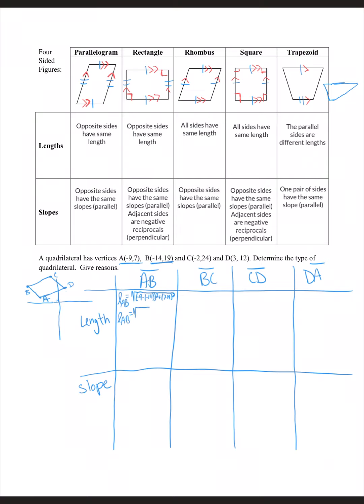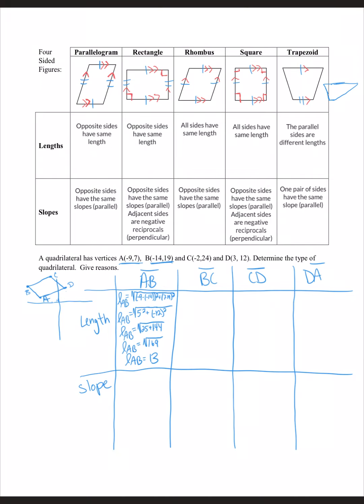So -9 minus a minus is going to be a plus. So -9 plus 14 is going to be 5 squared. And 7 minus 19 is -12 squared. So we'll just continue to simplify this. So we'll have 25 plus 144. So the square root of 169. So our length of AB is going to be 13.